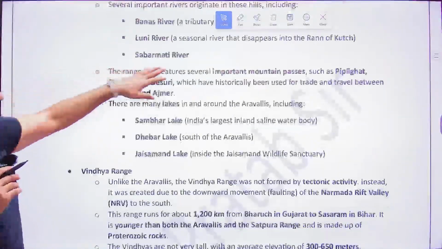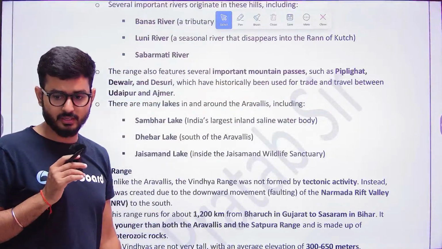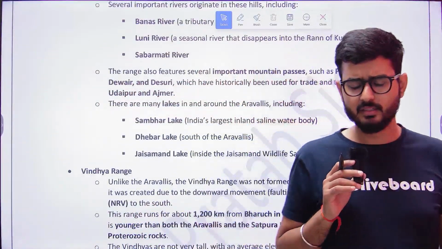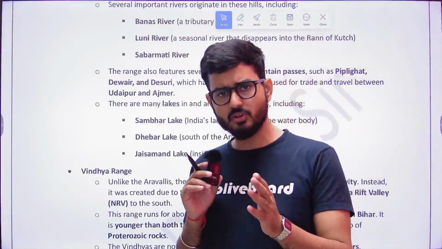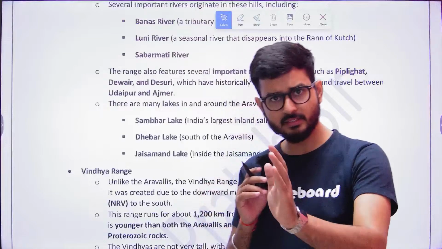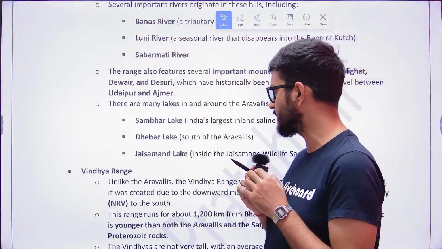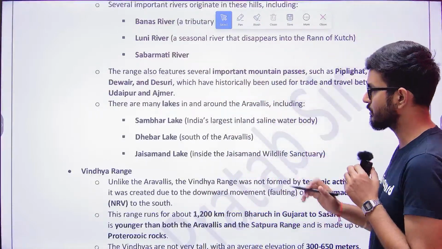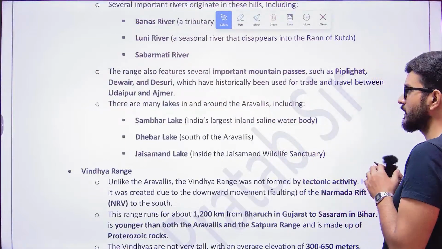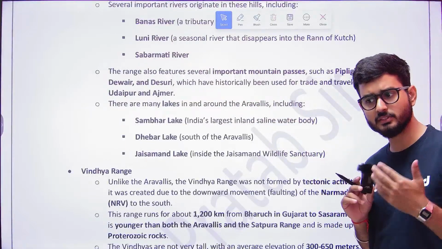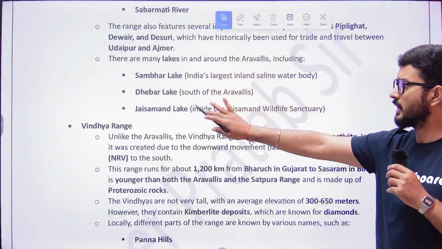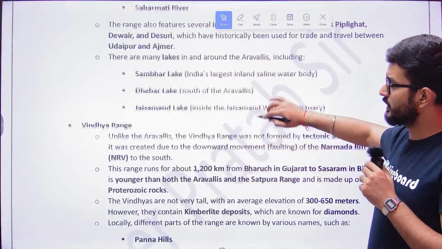Next, important passes are also there. What are the important passes? Passes generally mean how you can cross a mountain. There is a passing way, and they are known as the Pipli Ghat, Daivar, and Desuri. The examination can ask you in which ranges Pipli Ghat, Devar, and Desuri are important passes. That is one. Many lakes are there: Sambhar, Devar, and Jaisamand. Okay, you need to remember.